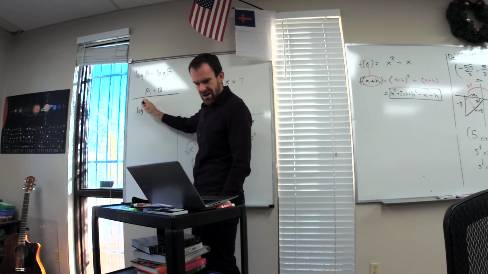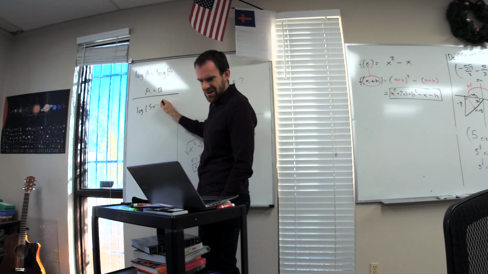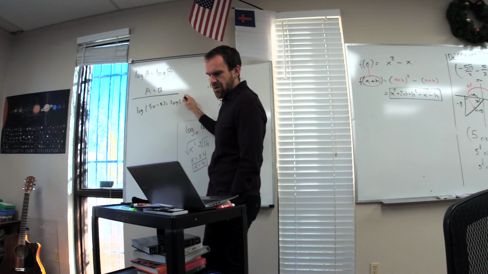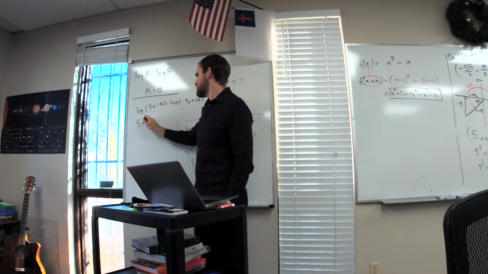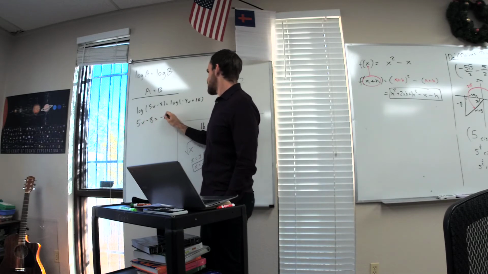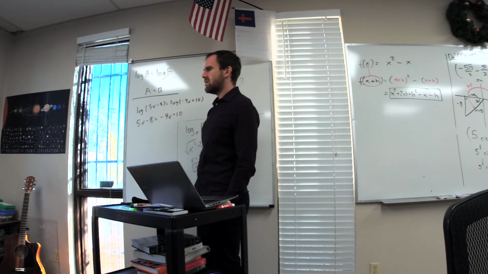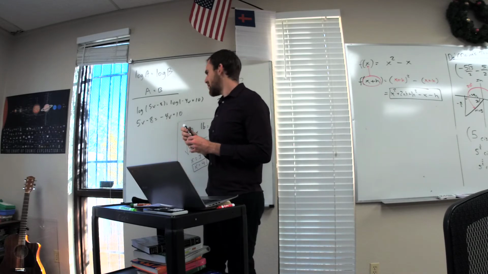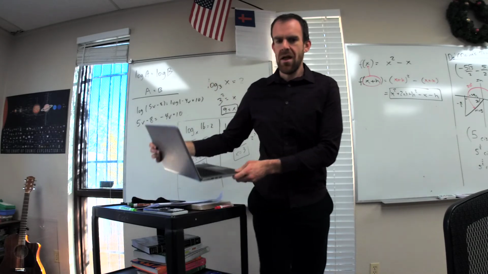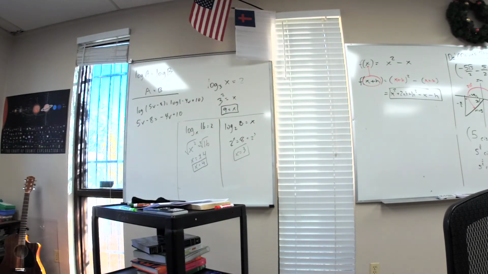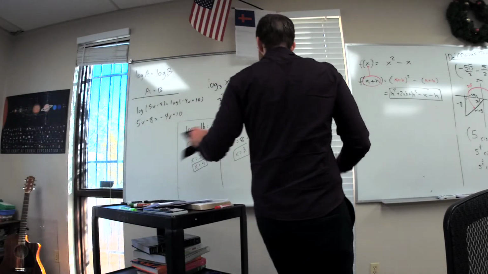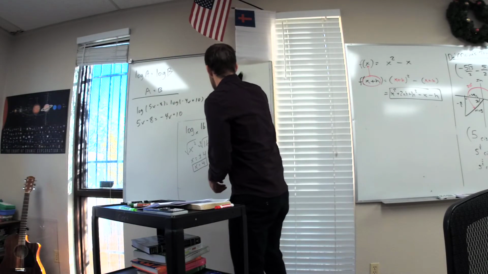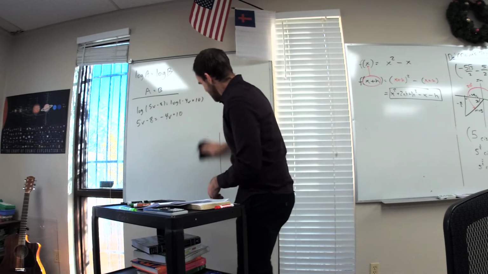So if you have log of 5v minus 8 equals log of negative 4v plus 10, set those two things equal, and solve. I'm not solving it for you. Oh, and then we can just subtract until we get to. Good question. I made your worksheet too easy.